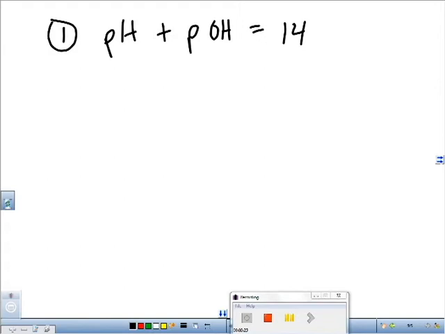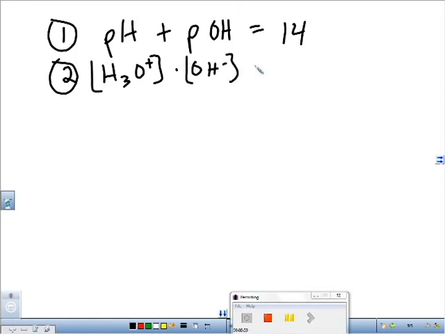All right, second equation. The 2 concentrations multiplied by each other. So if I take the hydronium times the hydroxide concentrations, they will always equal 1 times 10 to the negative 14th. And that's really the reason why the scale is from 0 to 14.